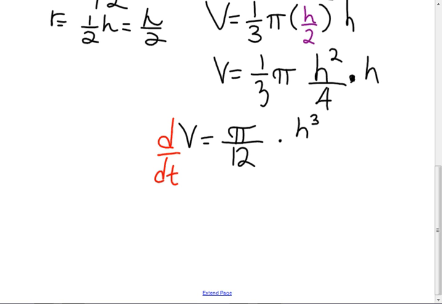We want how fast. Now, this is a constant. Remember, I can pull that through. It's been a while since we've done calculus. Remember, I can pull a constant through?